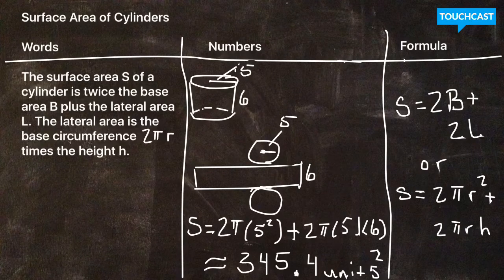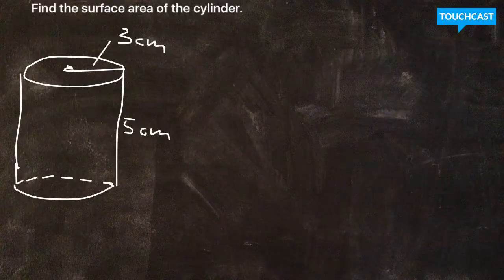So there are two formulas for surface area of cylinders. The first is S equals 2B plus 2L, where B represents the base area and L represents the lateral area. The formula we're going to use as we go through the lesson today is the second one. The surface area is equal to 2 times pi times the radius squared plus 2 times pi times the radius times the height. So let's find the surface area of this cylinder with a radius of 3 centimeters and a height of 5 centimeters.